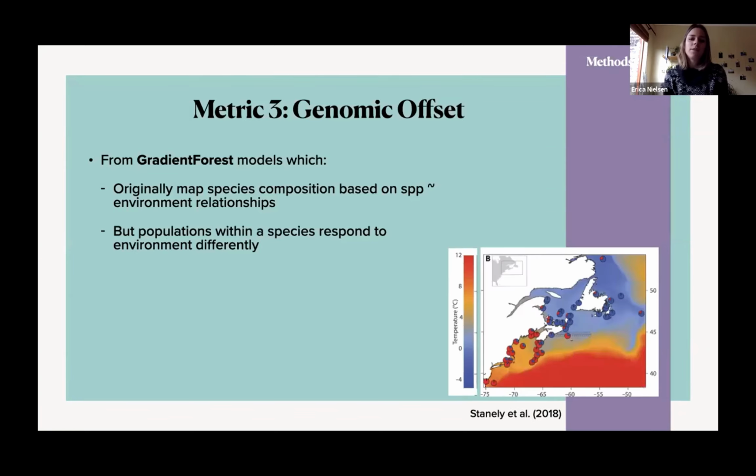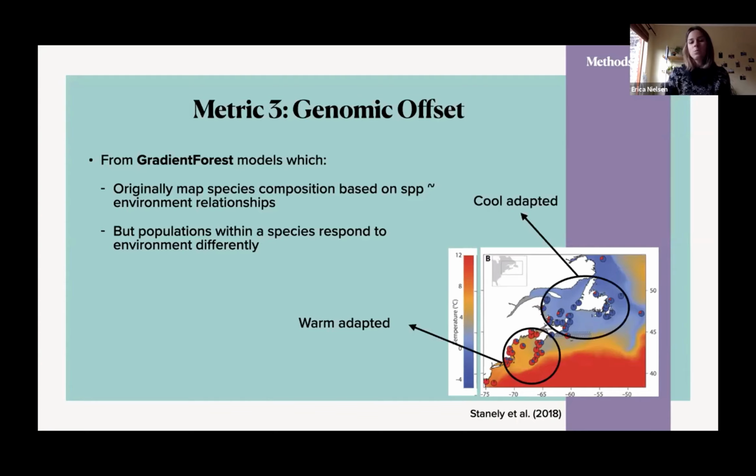So a great example of this is by Stanley et al. 2018. And so they looked at 5 different marine species across the Northwest Atlantic, and using genetic data, they consistently found that within each species, there was a warm adapted and a cold adapted population.